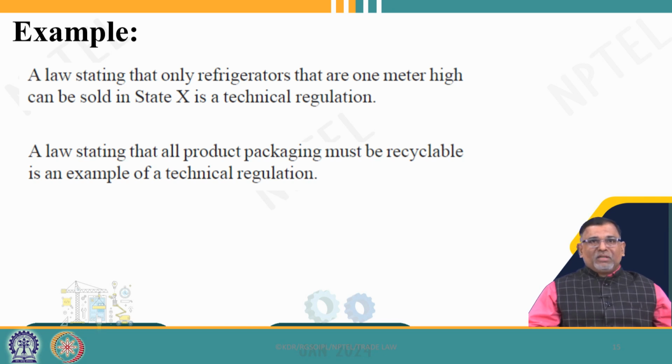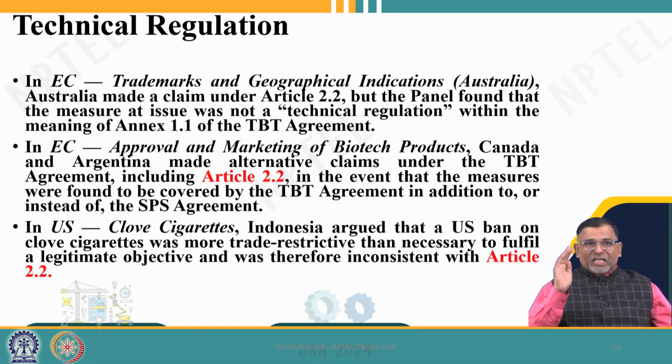So, it is very simple. If the law says that a fridge, a refrigerator, must be 1 meter in height, it is a technical regulation. And also here you can see that if a law says that a packaging must be recyclable, then it is an example of a technical regulation. So, I hope that this is what you exactly mean by technical regulation; the Sardine case and the examples are very clear. If it is a technical regulation, it must come under the TBT agreement rather than the SPS agreement.